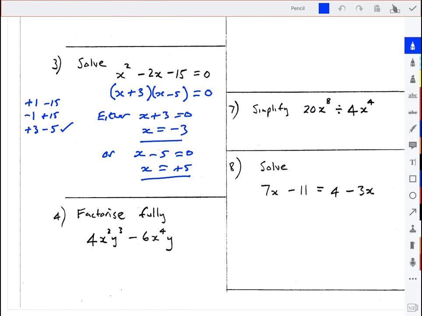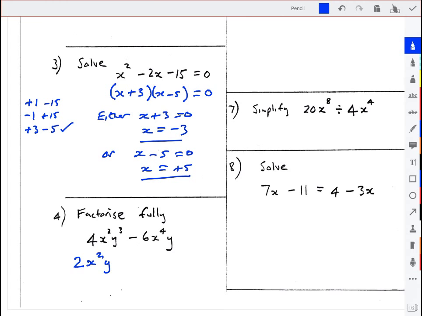Question number 4. Factorize fully 4x squared y cubed minus 6x to the 4 y. First we look at the numbers. Can we pull a common factor to the front? Yes, we can pull 2 to the front. Look at the x's. We've got x squared and x to the power 4, so we can pull x squared to the front. Y cubed and y, the best we can do there is just y itself.